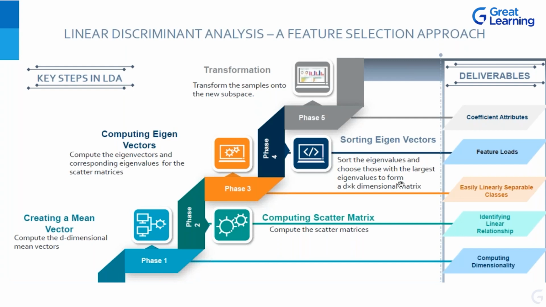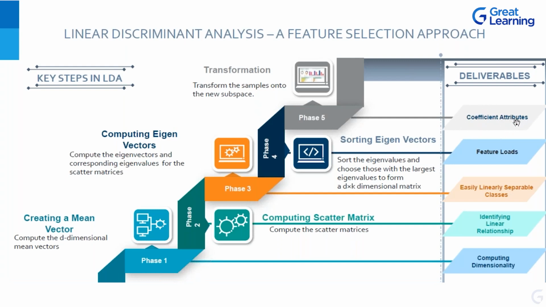Now, once we have this sorting done, we then transform the sample onto a new space by considering the most highly loaded vectors in terms of their coefficient values. So the coefficient attributes come out as a final value for us to tell which of the features are important. Then there are feature loads. These are related to the phases. You would see what is coming out as an output from each stage. And this is the final objective of the LDA.